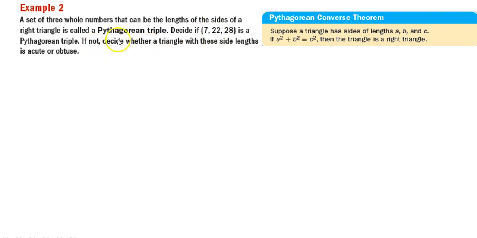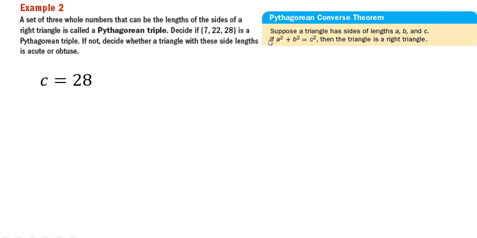And if it's not, we're going to decide whether the triangle is acute or obtuse, meaning if there's not a right angle there, then that angle would either be smaller than 90 or larger than 90. We'll decide what the properties and inequalities for that are once we've decided if these are indeed side lengths for a right triangle. So let's test that first. Do these work in the Pythagorean theorem? Because if they do, then it's a right triangle, and we can move on.